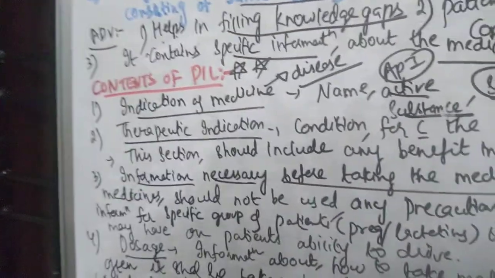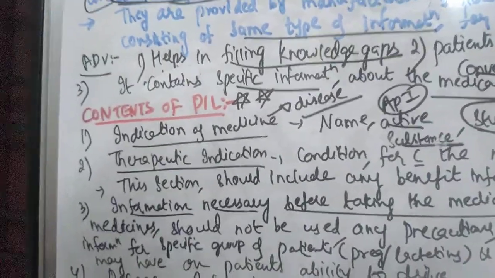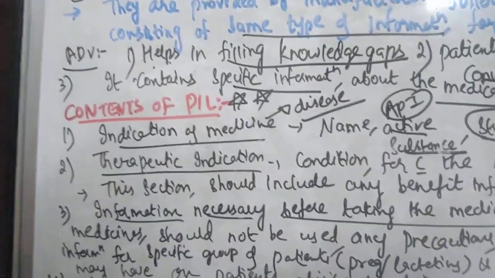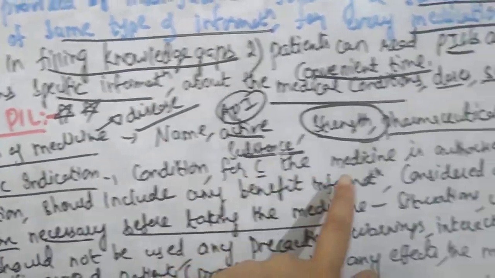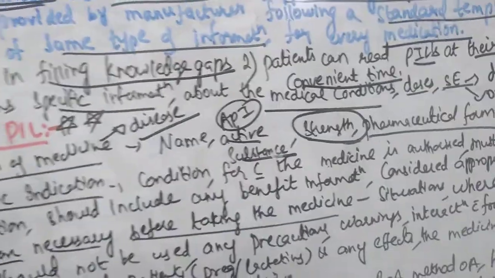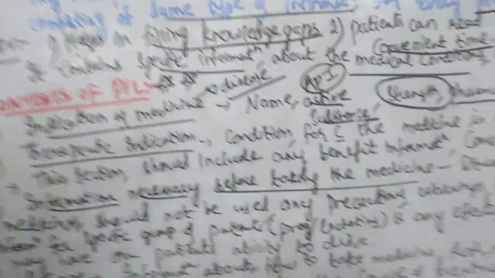Next, coming to therapeutic indication. So therapeutic means what? It is the use or the condition for which the medicine is used. The condition for which the medicine is authorized is nothing but the therapeutic use of the drug. The condition for which the medicine is used should be listed in the patient information leaflet.